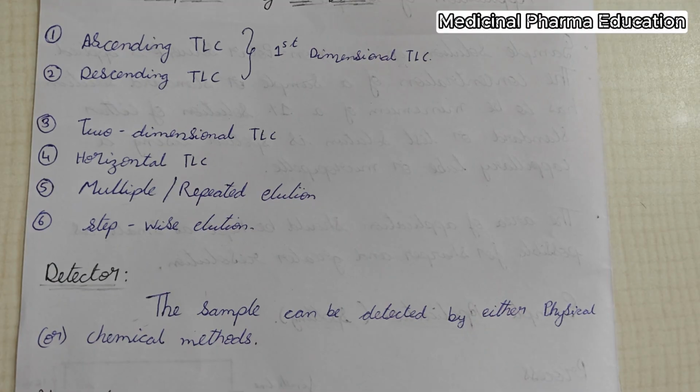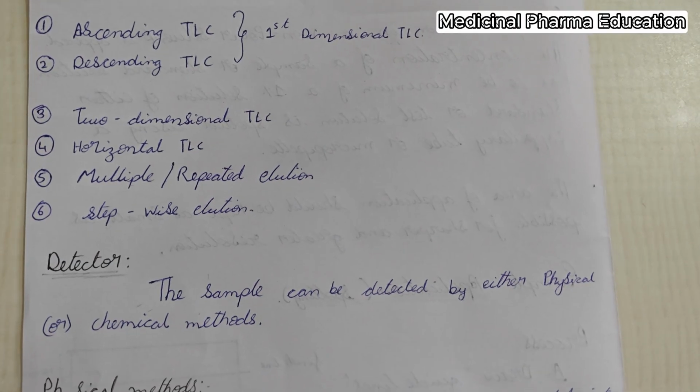I hope you have understood the 6 types. You can just list them out in the exam. They will not ask particularly. If they do ask, you can just explain it in a short way.